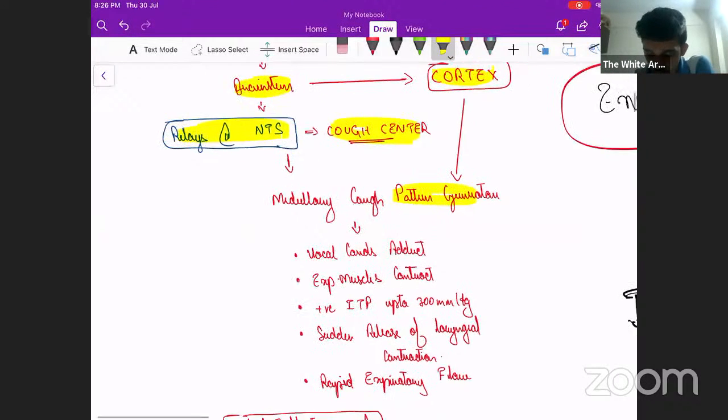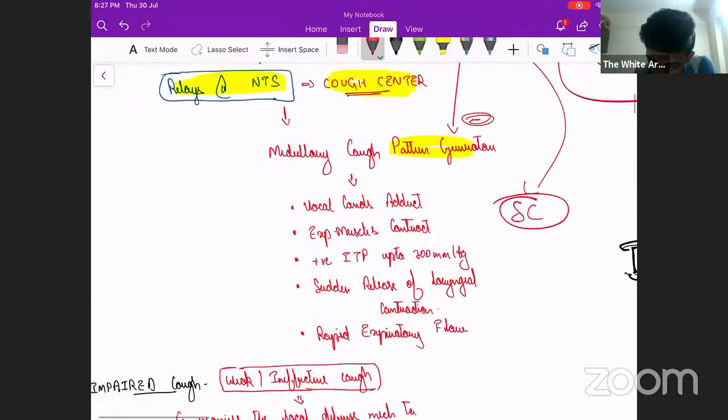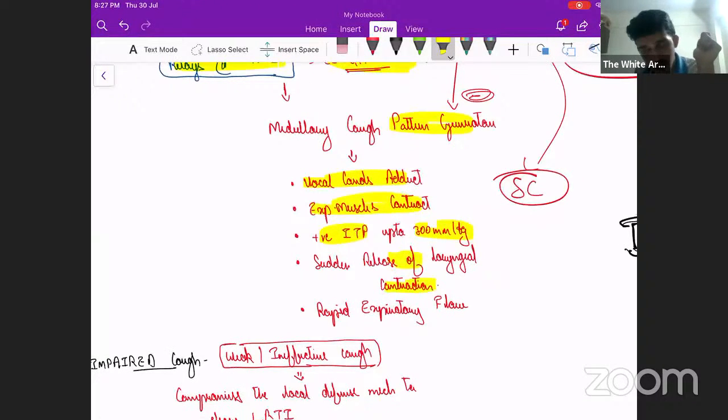This generates the cough, and the cortex has control over this, and the cortex has control directly over the spinal cord, and with this also there can be cough. So the cortex can modulate the whole thing. So what is the whole pattern of cough? Initially there will be a huge inspiration, followed by the vocal cords adducting, closing. Then there will be expiratory muscle contraction against the closed glottis. This will build a positive intrathoracic pressure of up to 300 mmHg. Then there will be a sudden release of the vocal cords because of laryngeal contraction. After that, rapid expiratory flow, which leads to the noise production. This is followed by the recovery phase.